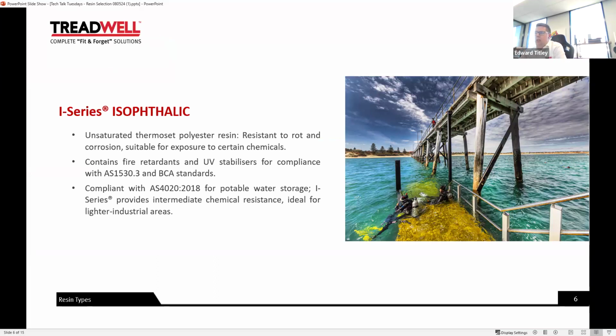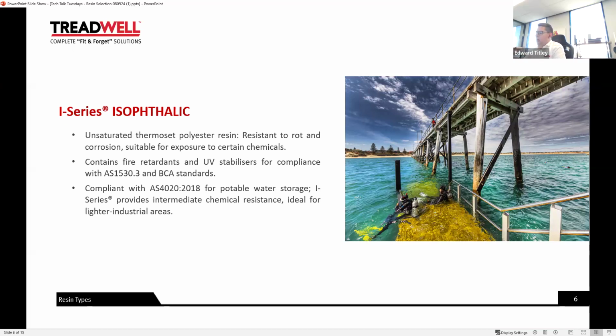What that is, is an unsaturated thermoset polyester resin. It's resistant to rot and corrosion, so it won't be subject to attack by termites, won't rot like timber does with exposure to water and so on, and obviously is resistant to corrosion in the sense it won't rust or oxidize in the presence of something like salt water.